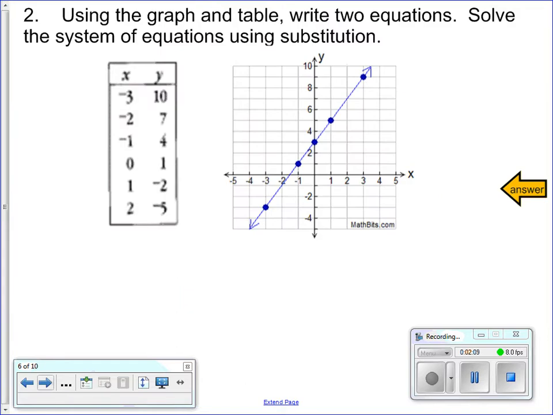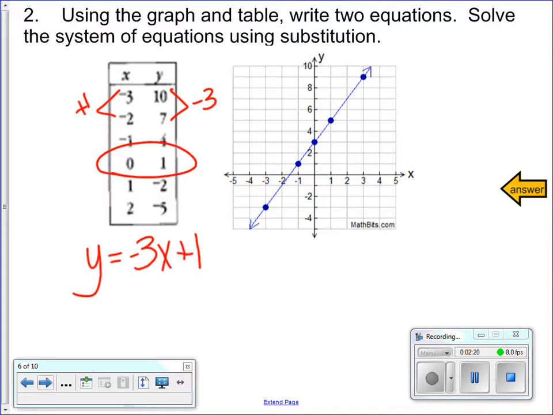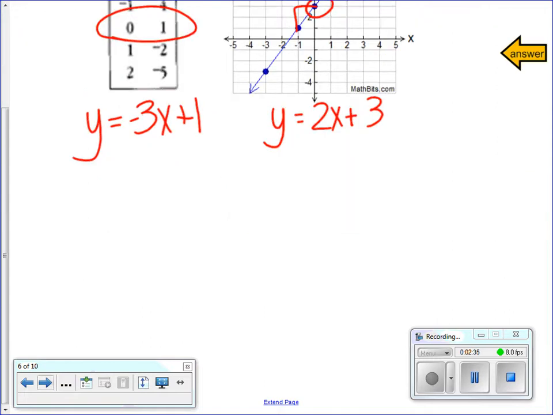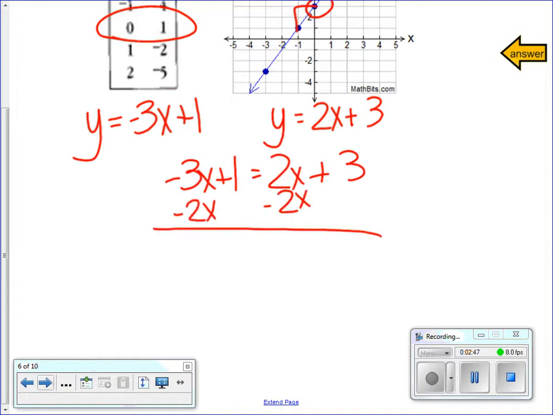In this table, I've got a change of minus 3 over positive 1. So my intercept is right here. My equation is y equals negative 3x plus 1. In the graph, my slope is 2 over 1, and my intercept is 3. So y equals 2x plus 3. They both equal y, so I'll set them equal to each other. Negative 3x plus 1 equals 2x plus 3. Subtract 2x from both sides. We have negative 5x plus 1 equals 3.